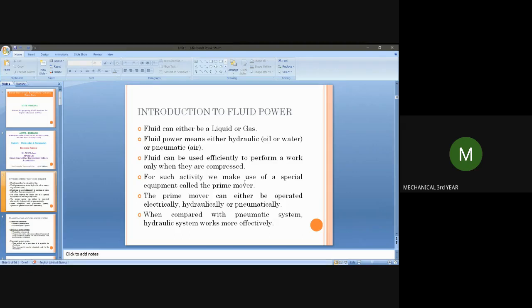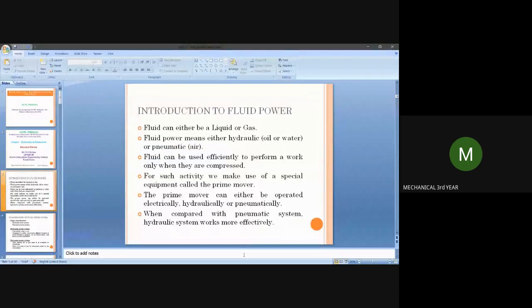Fluid can either be a liquid or a gas, as we all know. Liquid in the sense it may be oil or water. Whatever substance is present in liquid form will be considered a hydraulic system, and for the gas, whichever medium is in the gaseous state, especially air, air contains a mixture of gases, and it is called a pneumatic fluid.